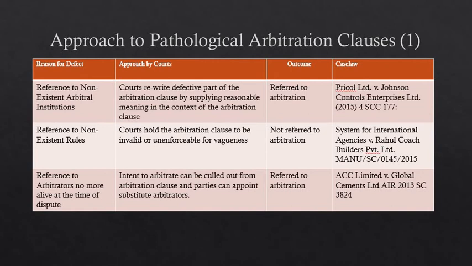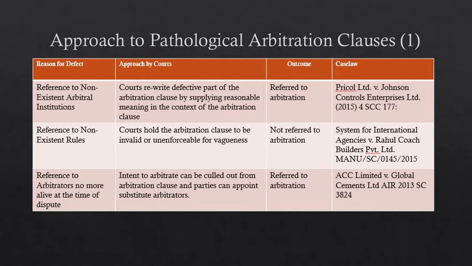Now, the manner in which courts resolve defective arbitration clauses is varied. This slide explains to you how courts have resolved the pathological arbitration clauses that have been mentioned just now. Take the case of Pricol versus Johnson Controls Enterprises. We discussed this case in lecture 1 or lecture 2. Yeah, possibly the previous lecture 2. So here, the defect was that there was a reference to a non-existent arbitral institution. The outcome was that the court referred to arbitration. The rationale provided by the court was that the court rewrote the defective part of the arbitration clause by supplying a reasonable meaning in the context of the arbitration clause.